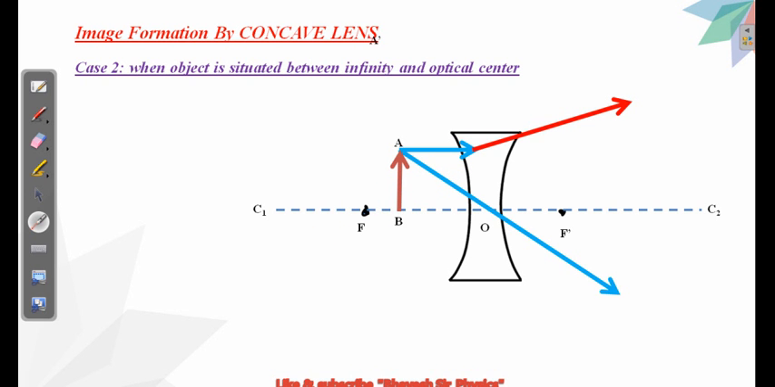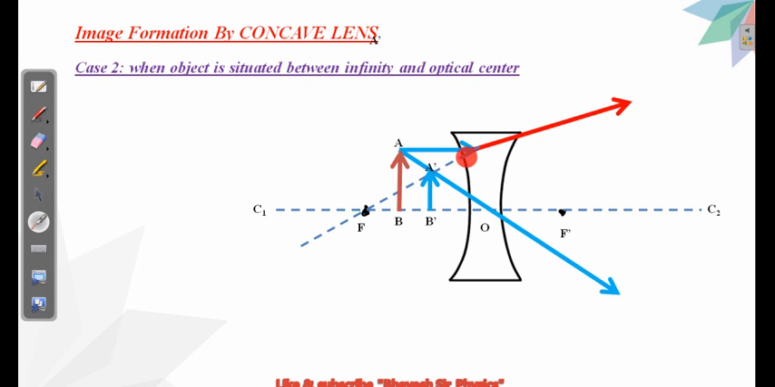Okay, so let's do this. So you can see that this ray, when we extend it in a backward direction, will cut at this point. So where these two rays seem to meet each other, the image will form. So this is our image. This image will form as A dash B dash. Okay, this image forms when we extend this ray in a backward direction. Okay, so this ray seems to cut this ray at this point, है ना.